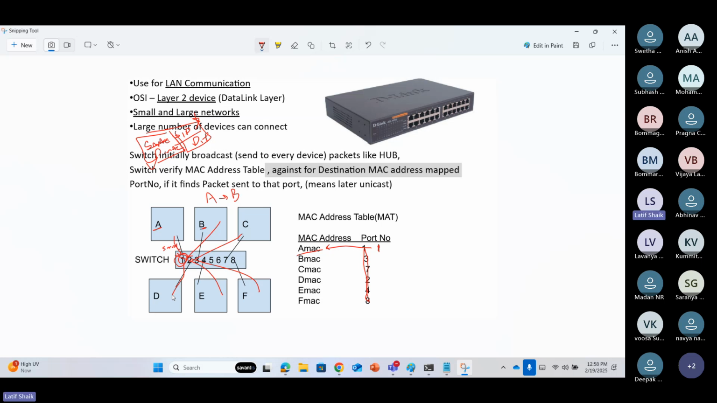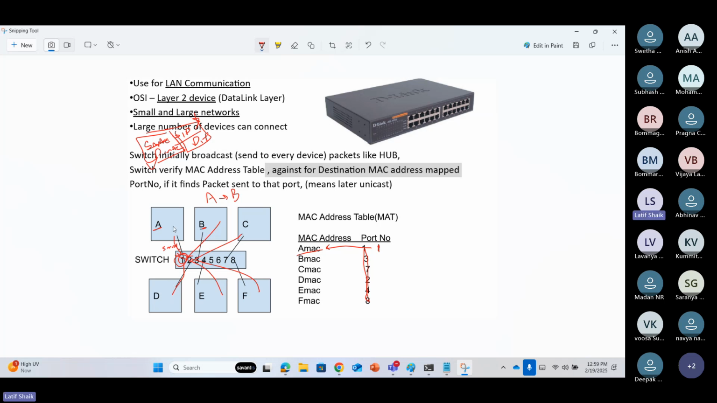Okay, it will put that port number and MAC address in the MAC address table. And you check the destination MAC address again against the MAC address table. It finds the destination MAC address in the MAC address table along with the port number, and it will send that packet to the destination only.